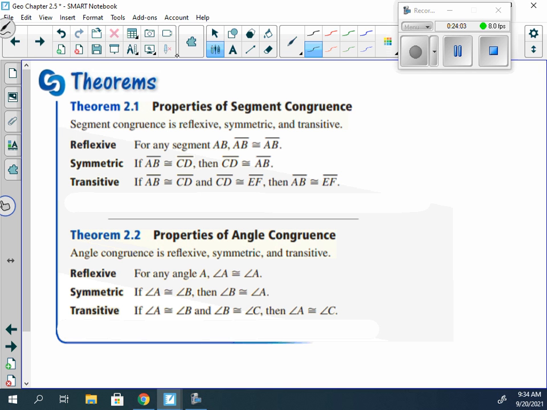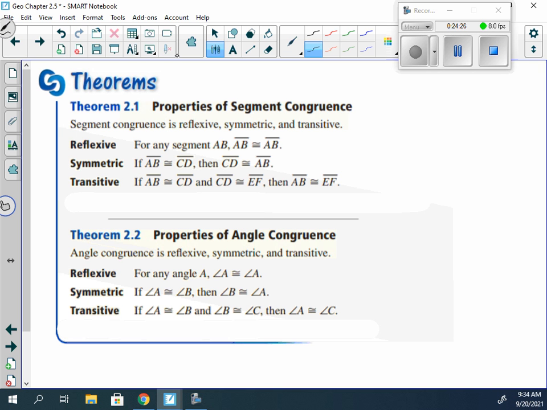Symmetric for angles. If angle A is congruent to angle B, then angle B is congruent to angle A. The symmetric property of angle congruency still holds true, just like with our symmetric property of equality. A is equal to B, so B is equal to A.